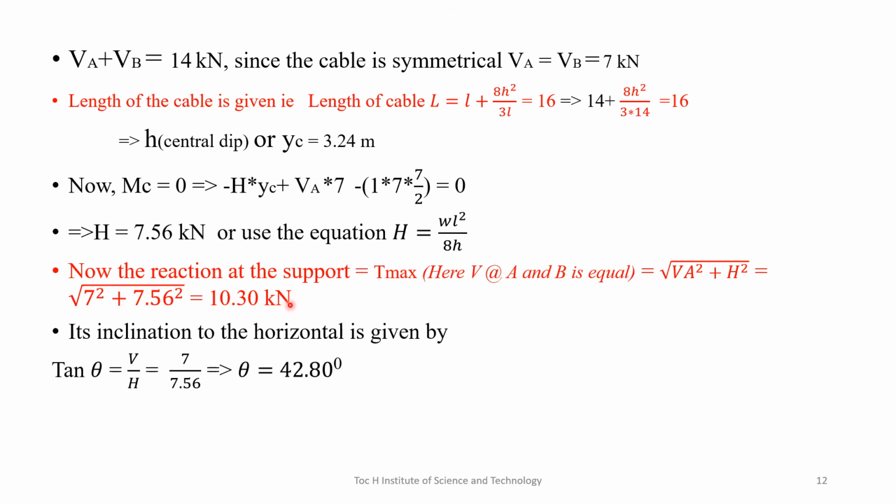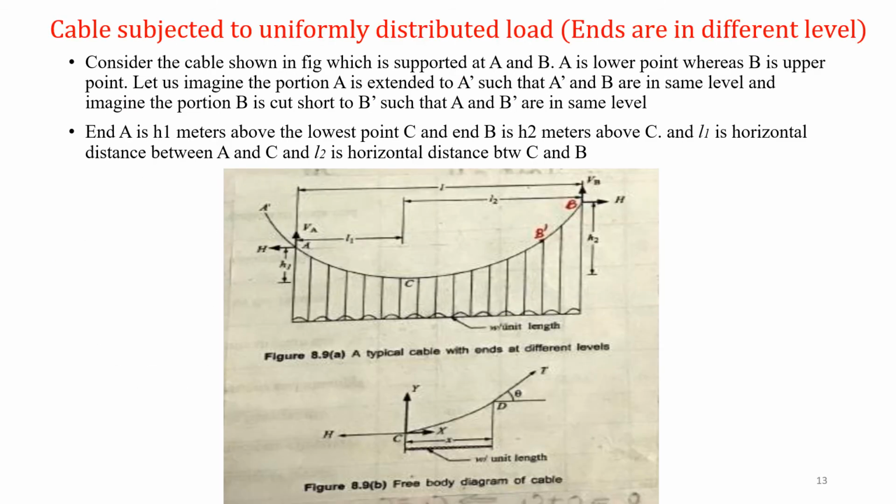So the inclination of this Tmax with the horizontal is given by tan theta is equal to Va divided by thrust, and that's equal to 7 divided by 7.56, which implies theta equal to 42.80 degree. Here you can see the free body diagram of the cable.